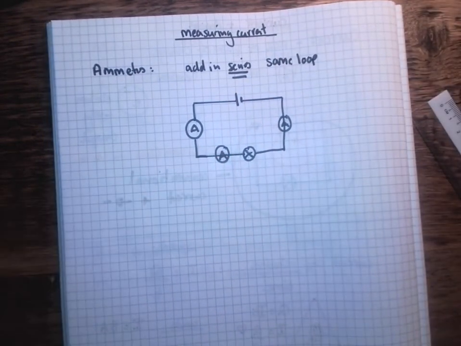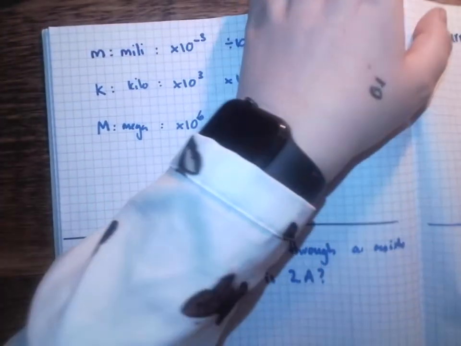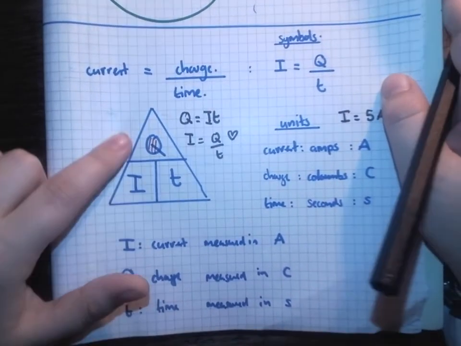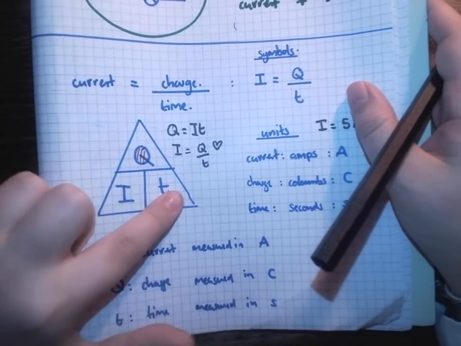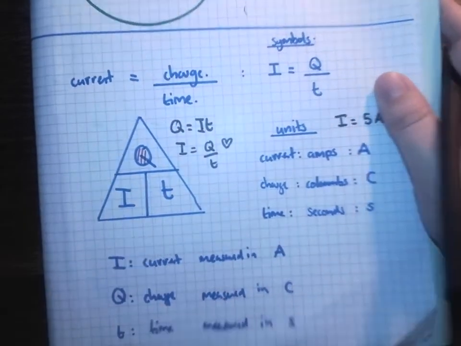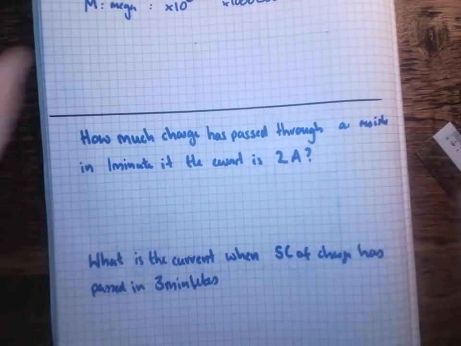Okay, so going back to our equation, we are going to do a couple of little practice questions just to make sure we can solve for this. So we have Q is equal to I times T, I is Q divided by T, and T is Q divided by I. So going on to our next page, I've got two little problems here.